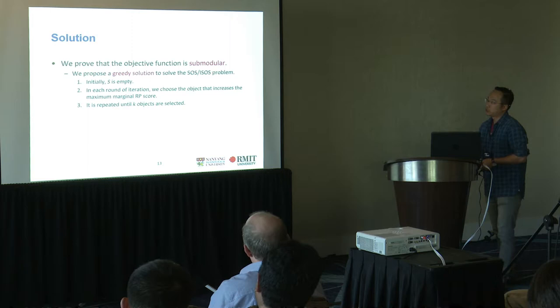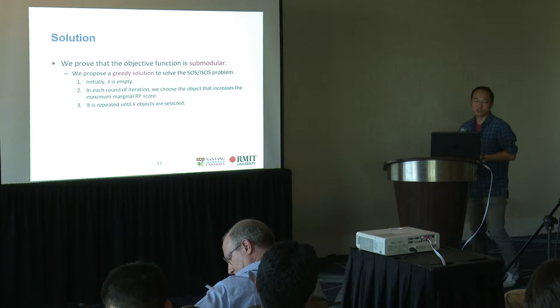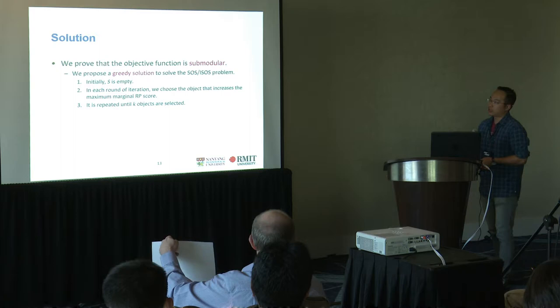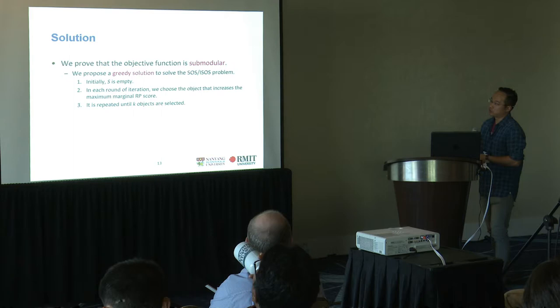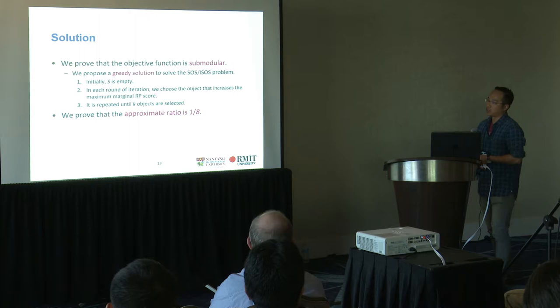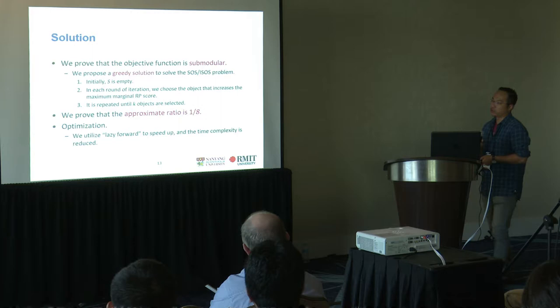We first prove that the objective function is submodular. The idea behind that is that we compute the objects that contribute to the representative score. In each round, we choose the object that can increase the score the most, and we prove that this algorithm has a constant approximation ratio. We also use lazy forward to optimize the time.